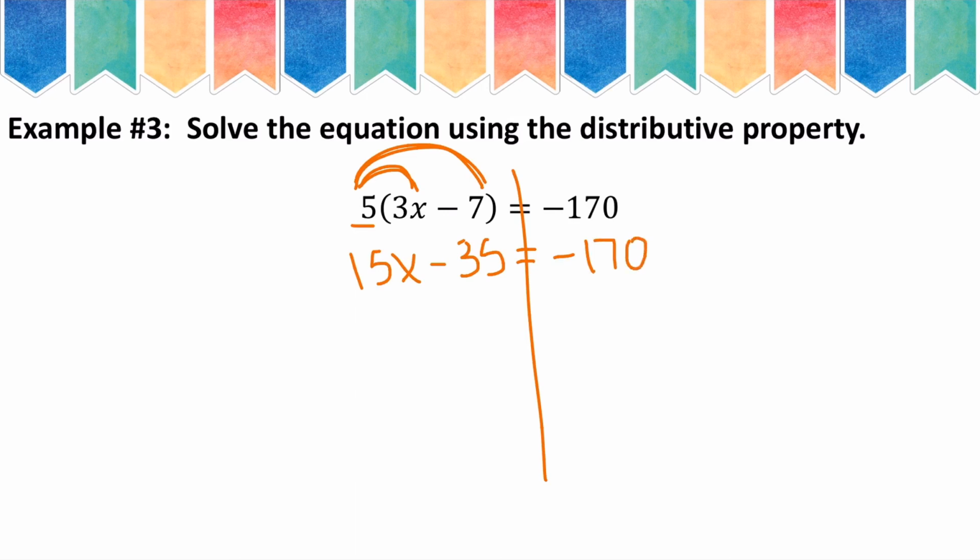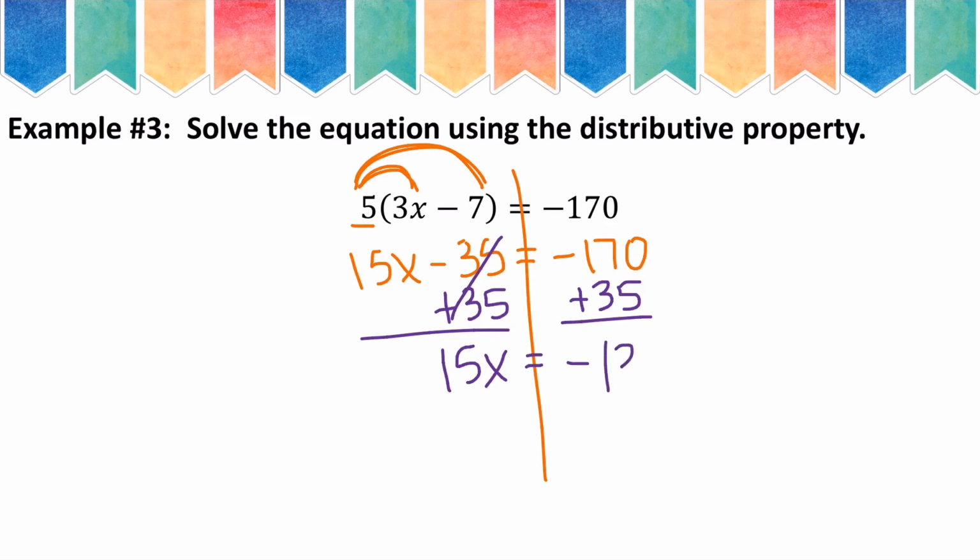And now I can solve. So I can add 35 to both sides, which I need to use my calculator. And I get negative 135. And then to get x by itself, I'm going to divide by 15. So x equals negative 9.